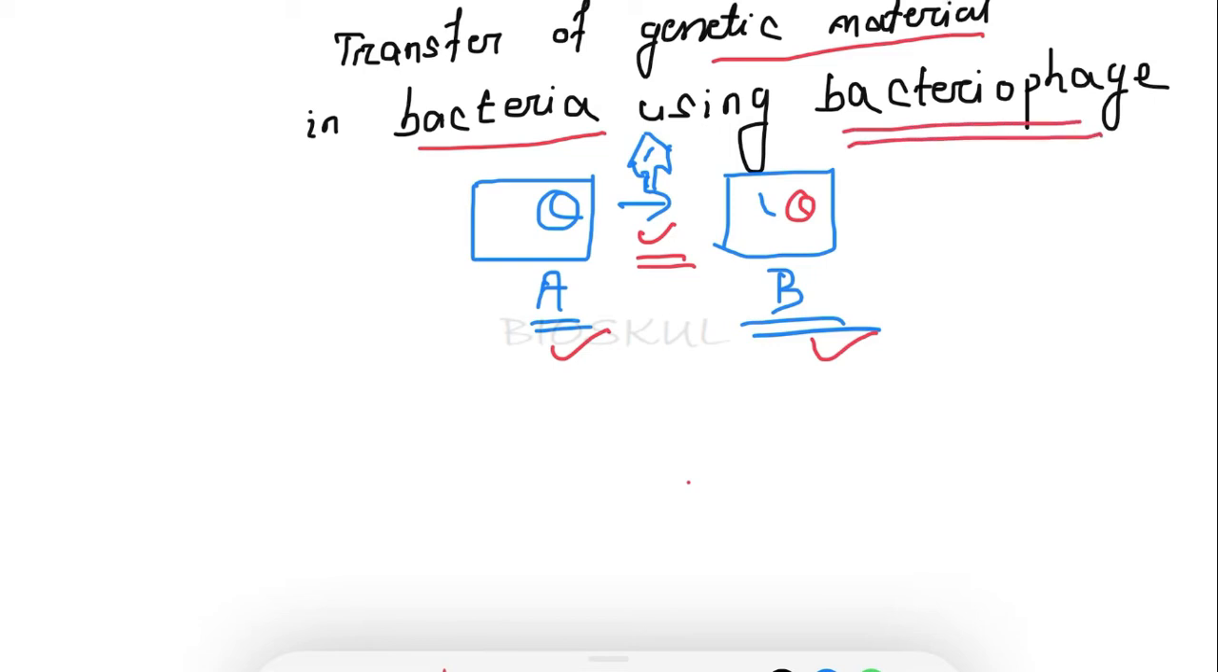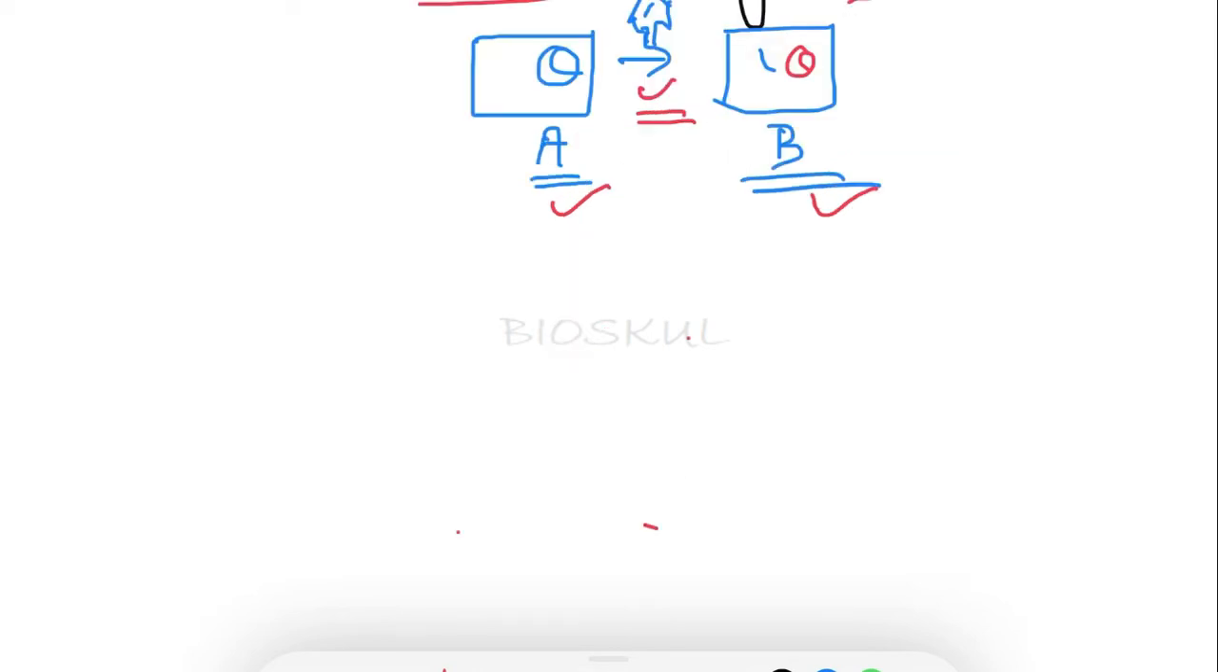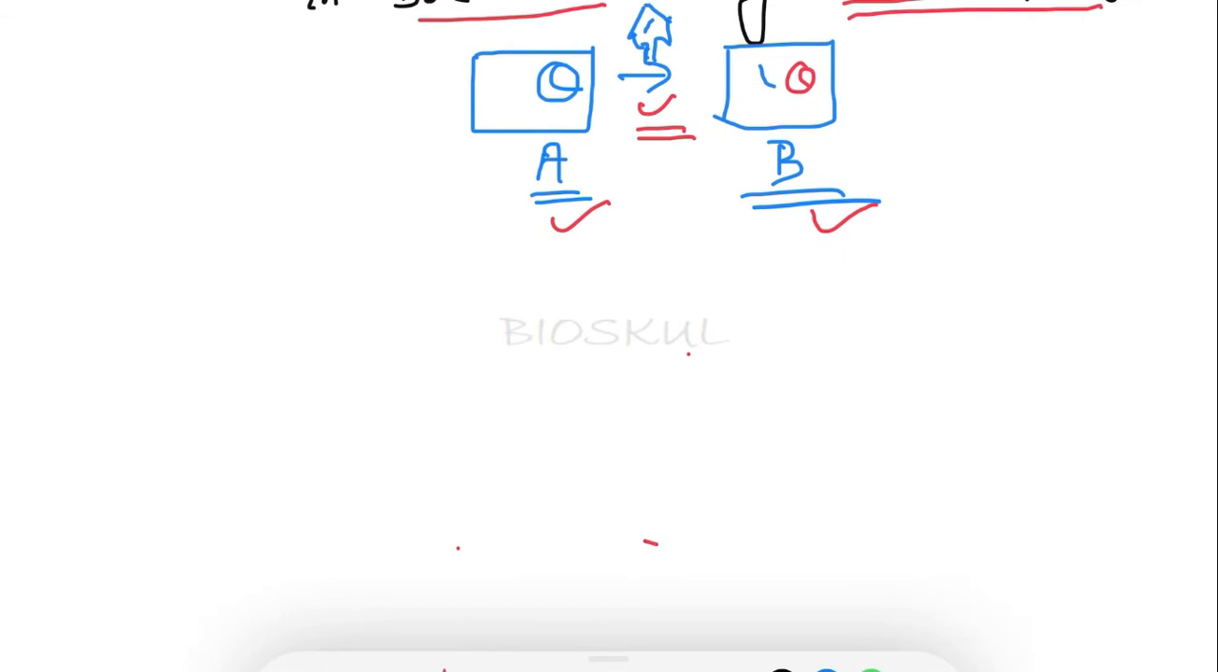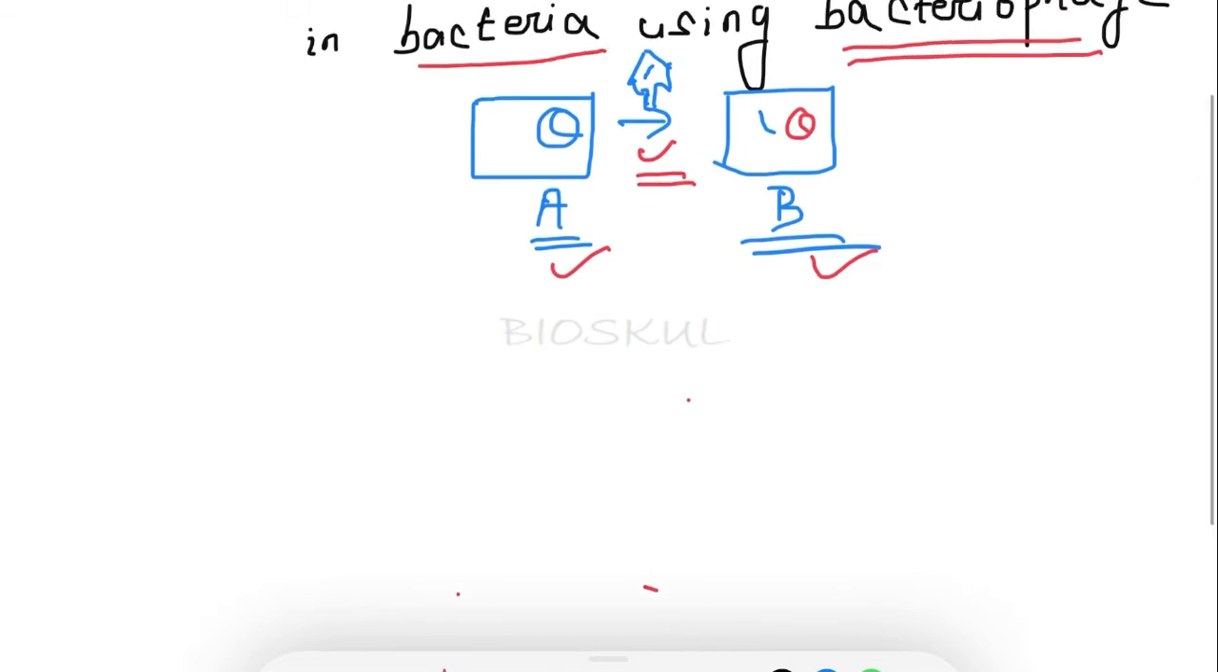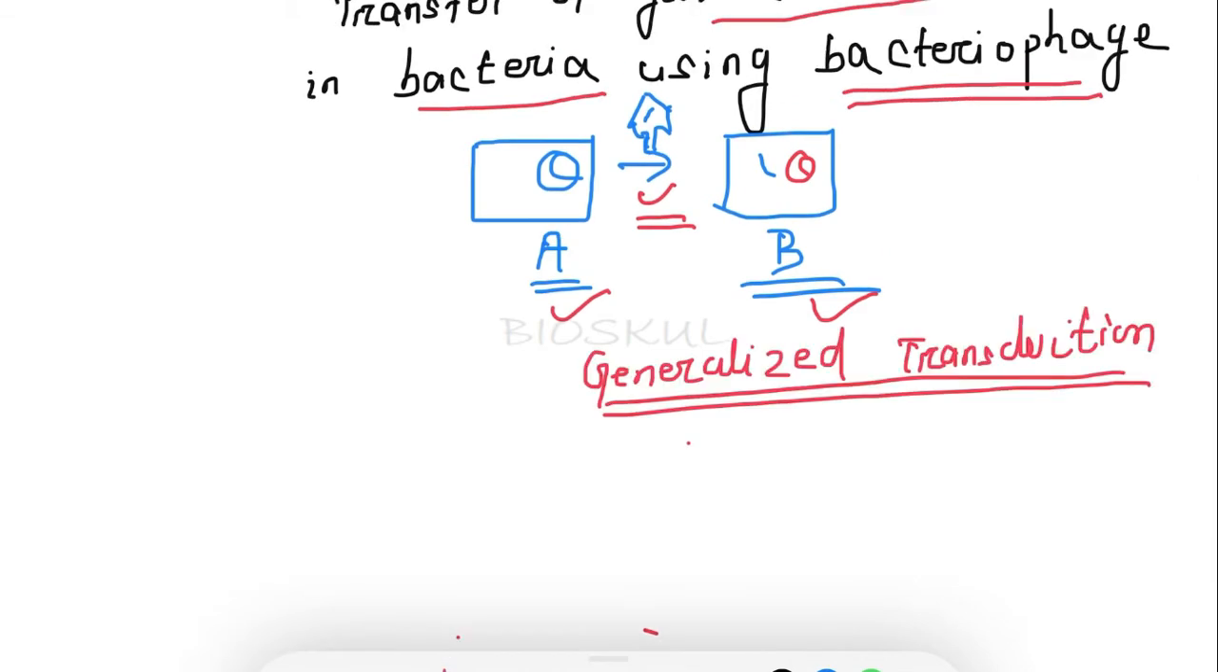Transduction is of two types. The first one is known as generalized transduction. So let's discuss generalized transduction first. Why it is called generalized transduction, I will tell you later.